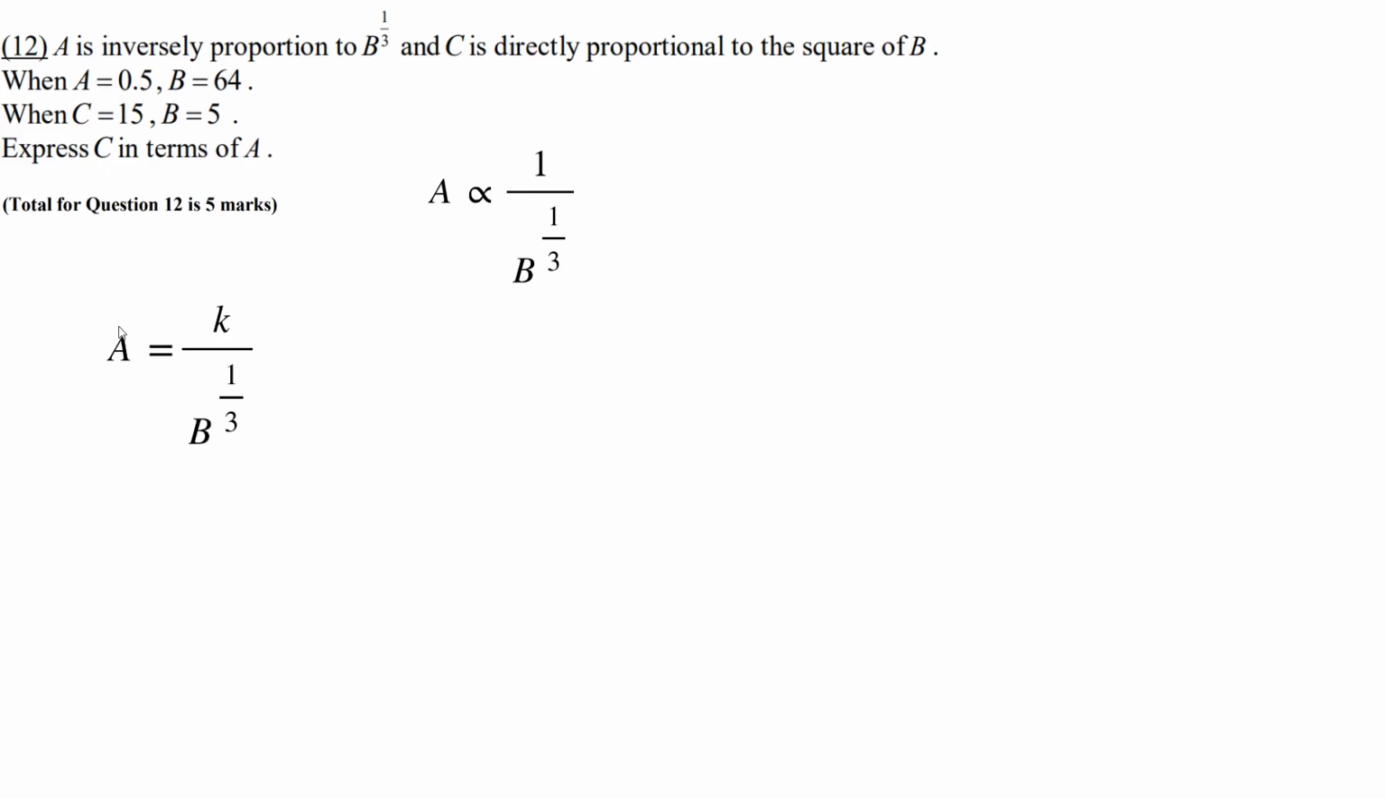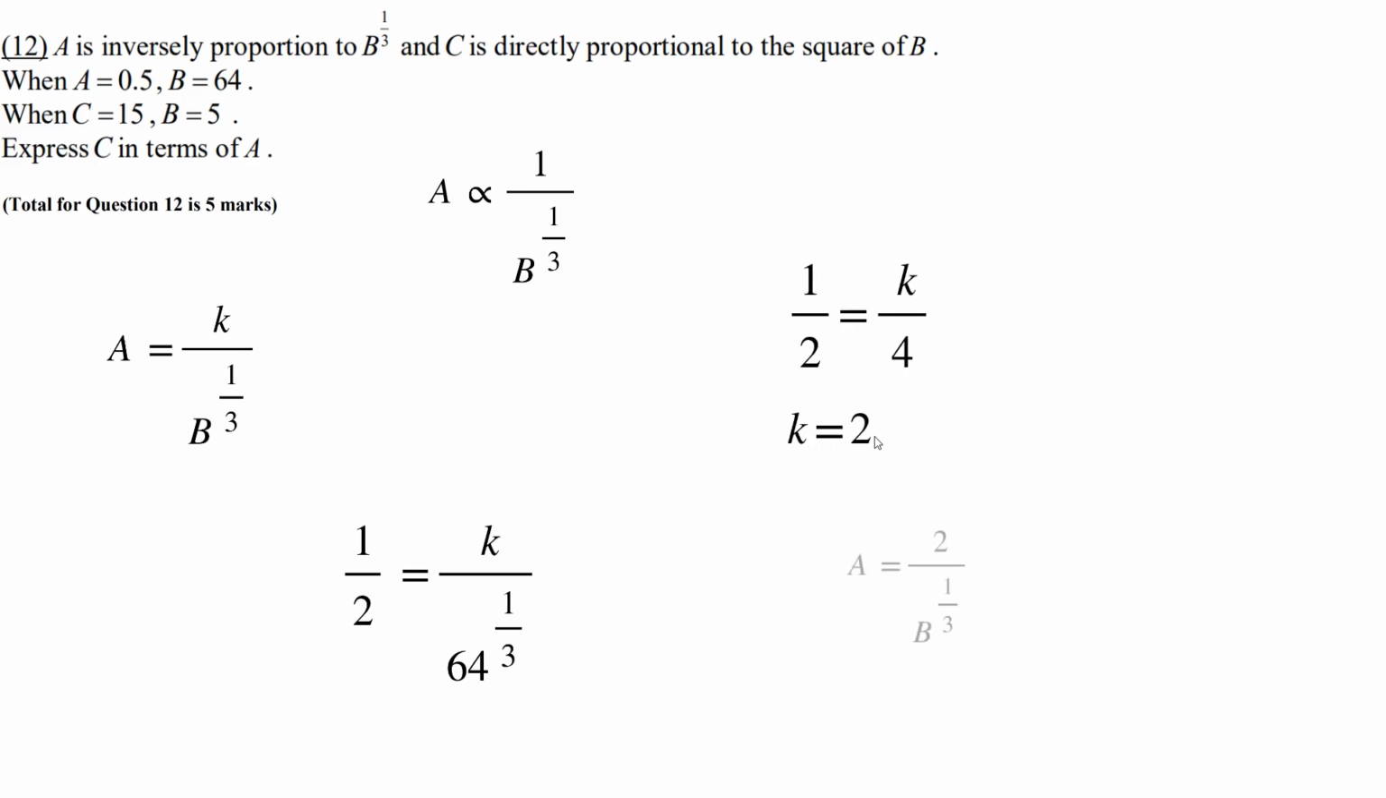Anyways, so just plug in the value. It says when A equals a half, b equals 64. So just plug that in. Now the cube root of 64, because this is just the cube root, is 4. And then just multiply out. So you get 4 over 2, so 2 equals k. So k equals 2. Okay. And then I've just plugged that back into this. So a equals 2 over the cube root of b.